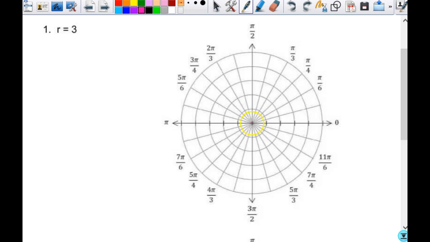So from the center, just the positive part of the x-axis, this right here, this is the polar axis. I don't think I really ever said that. I think we just started doing it, but I wanted to make sure that you knew that. So that's the polar axis.